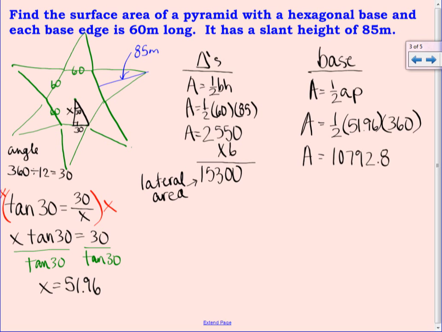Do we have to times this by anything? No, there's only one hexagon. Okay, so we'll add this to our lateral area. What's our total surface area? How much? 26092 meters squared.